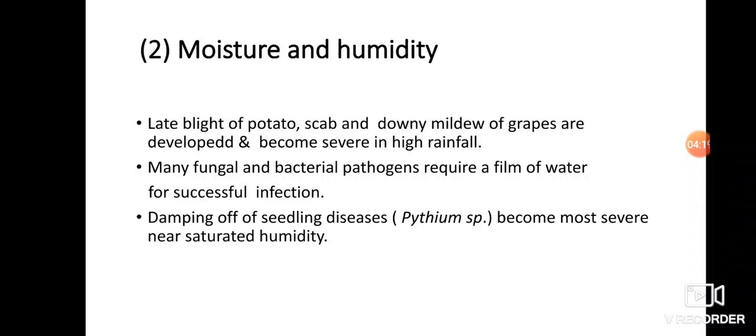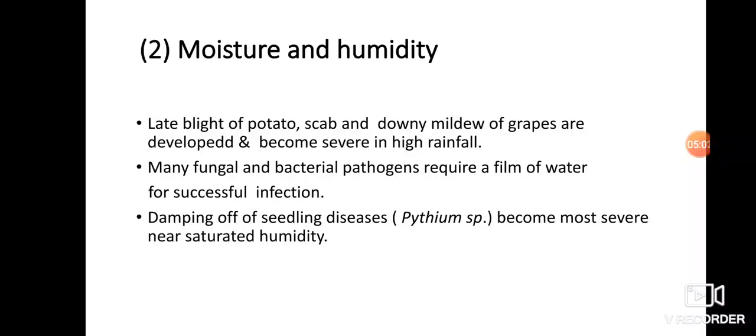Second environmental factor is moisture and humidity. In fungal diseases, moisture and humidity are essential for germination of spores and also for the penetration within the host cell. Moisture is also essential for splash dissemination of a few bacterial plant pathogens. Examples are late blight of potato, scab, and downy mildews of grapes, which develop and become severe only in areas with high rainfall during the growing season.